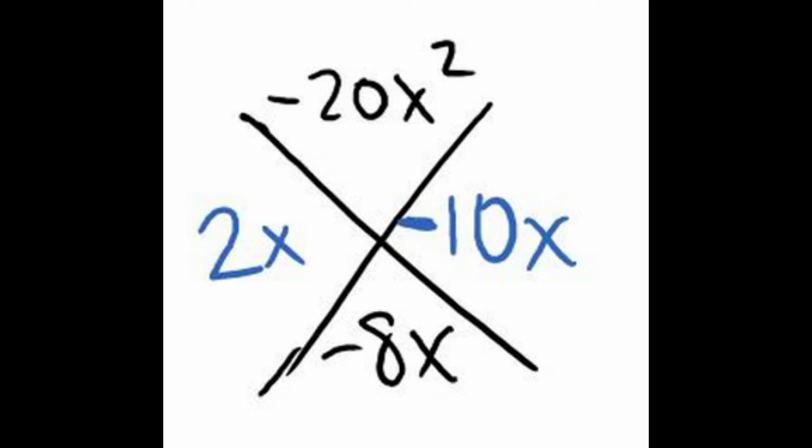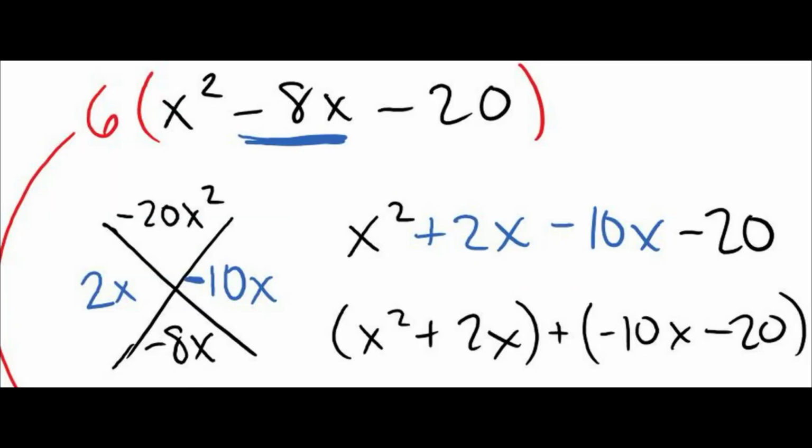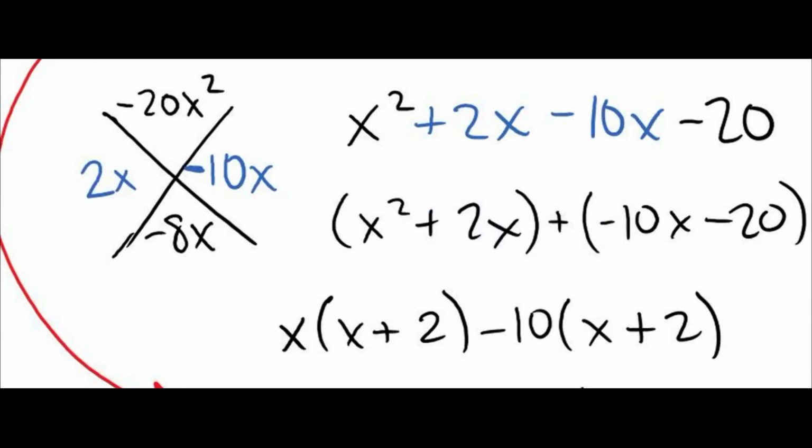Now, what we're looking to do is replace that negative 8x in the middle with two things that are going to be just more helpful, okay? So in this diamond problem, I'm looking for two things that multiply to make negative 20x squared, and they have to add up to negative 8. Well, the two things that I found were 2x and negative 10x because they add up to negative 8, and they multiply to make negative 20. So over here to the right, I am going to replace negative 8x with 2x and negative 10x.